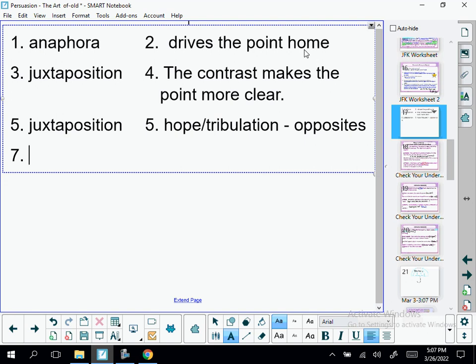"Ask not what America will do for you, but what together we can do for the freedom of man." And this one is probably just the idea of repetition. Drive that point home.